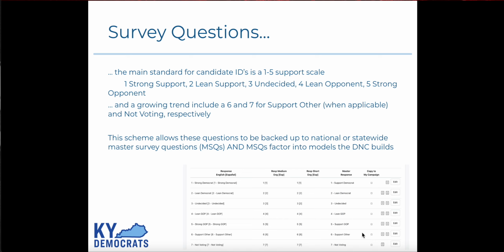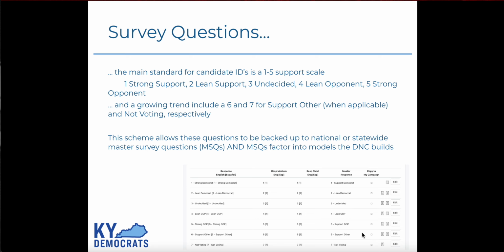So for survey questions, like I said, the main standard for candidate IDs is a 1 through 5 scale. Strong support, lean support, undecided, lean opponent, strong opponent. And a growing trend that I've been using are a 6 and a 7. So a 6 is going to be a support other, if that's applicable, and a 7 not voting. That way you can keep track of that information.